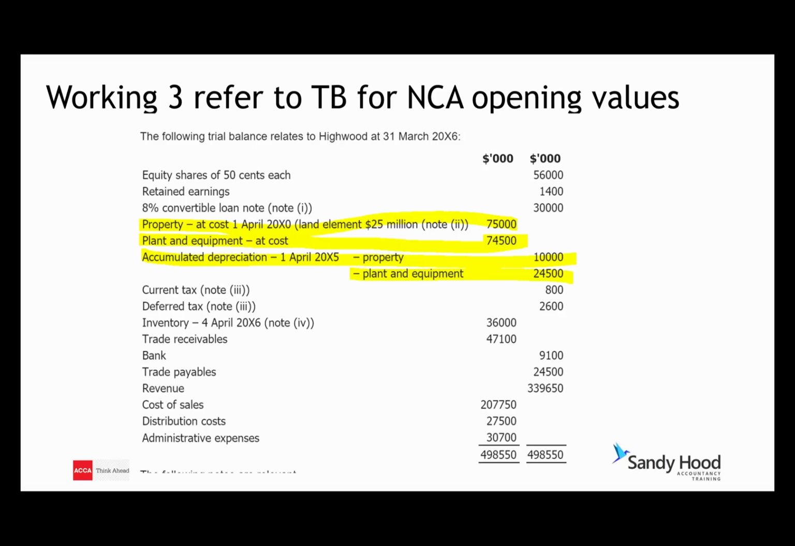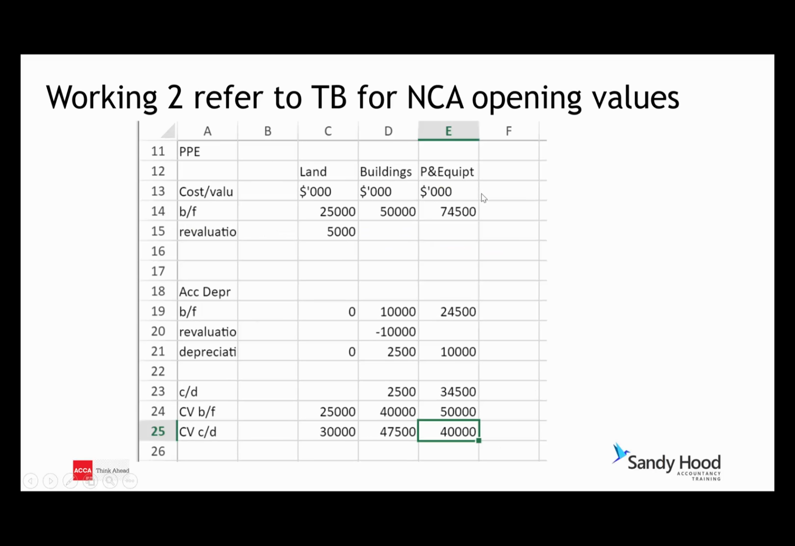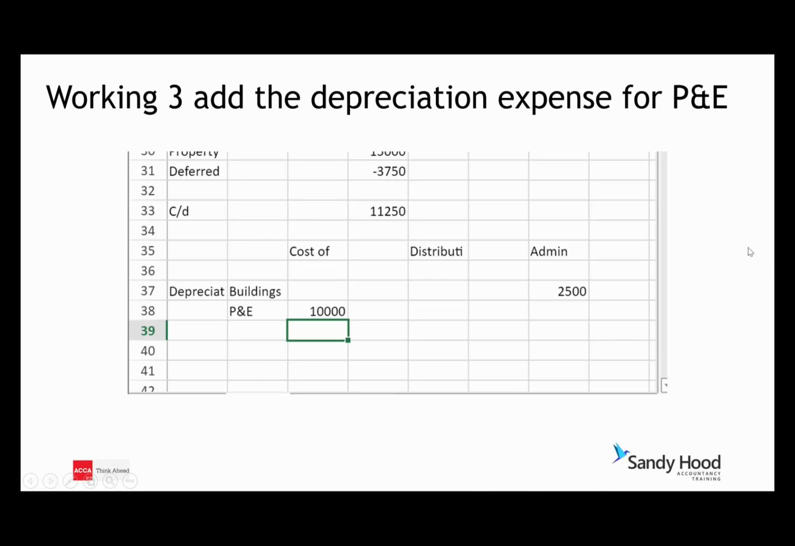Well, we've got the cost value, we've got the accumulated depreciation at the beginning of the year, so they can go in straight away, brought forward, and then because that gave us a brought forward value of 50,000, and we knew that we were depreciating by 20% on a reducing balance basis, then we're able to put the depreciation for the year in here, and that gives us a carrying value carried down. Sure enough, we're then able to put that 10,000 into cost of sales, because that's what this company's policy is, that we charge the depreciation of plant and equipment against cost of sales.